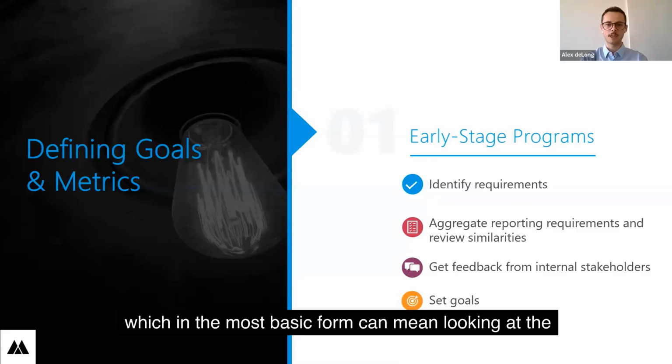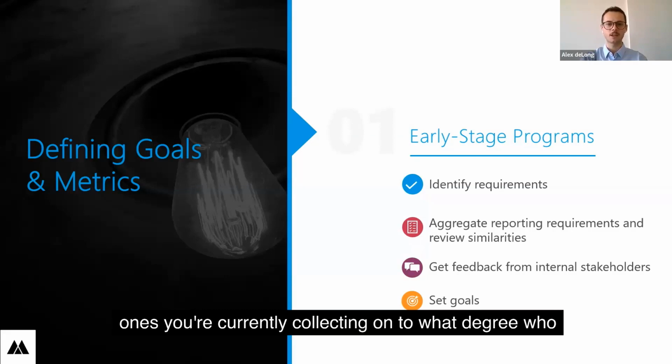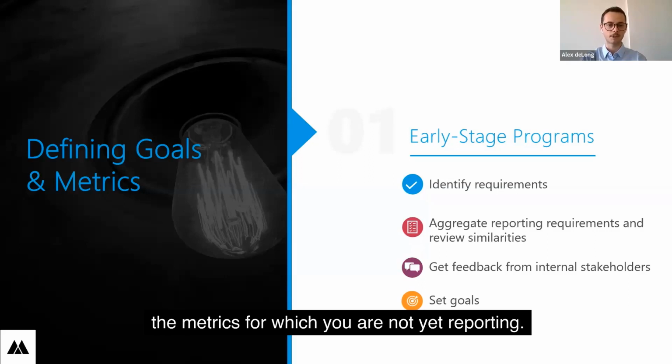which in the most basic form can mean looking at the entire list of reporting requirements and identifying which ones you're currently collecting on, to what degree, who the owner of the data is, and then gauging materiality of the metrics for which you are not yet reporting.